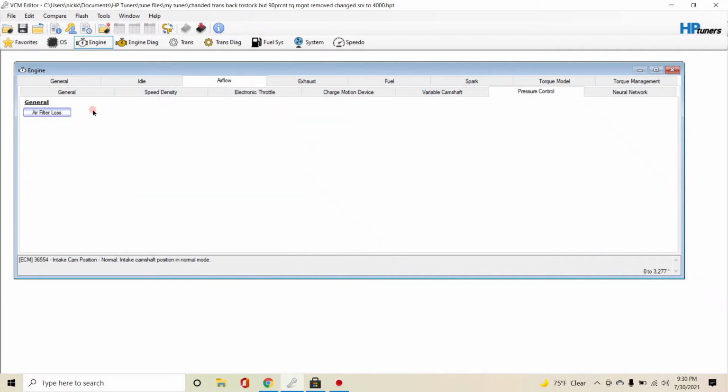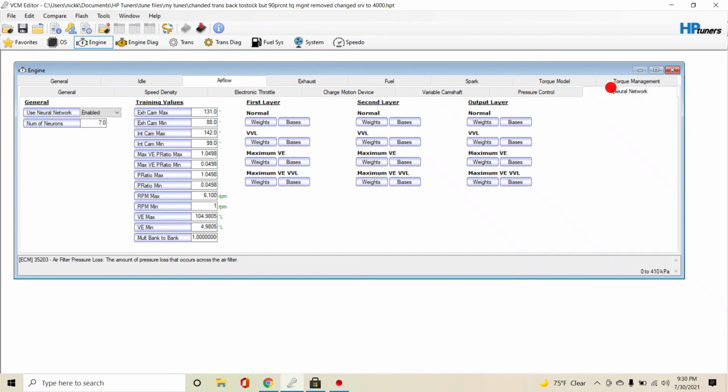And then pressure control. You really don't need to do anything with this. And then here's your neural network. Here's the master switch to disable and enable it. And this is something so complex and so disorienting to look at for long periods of time.